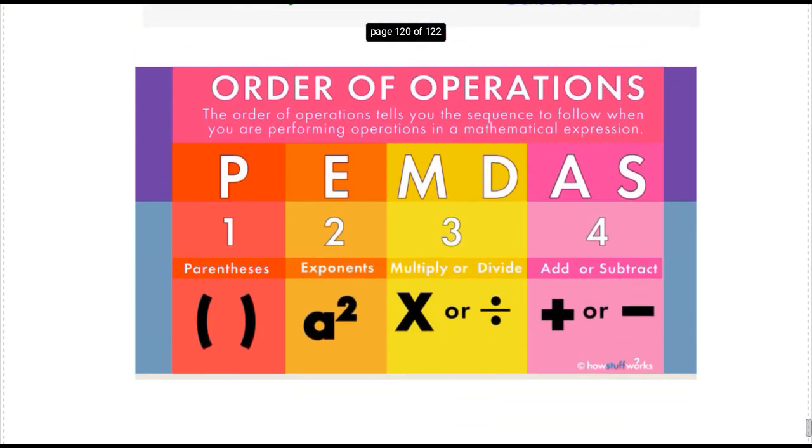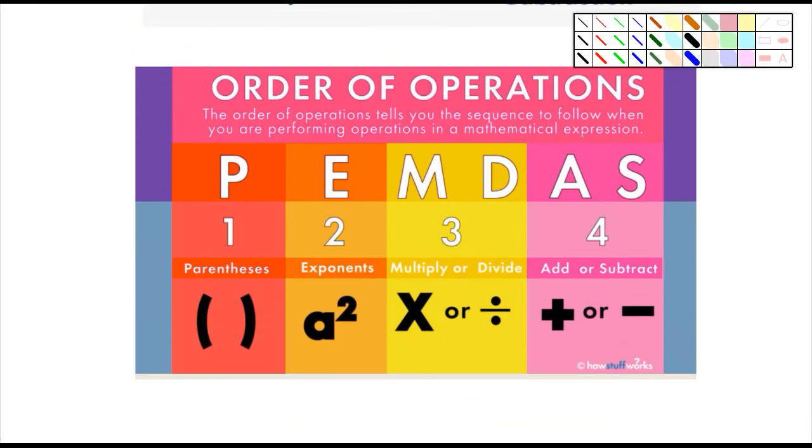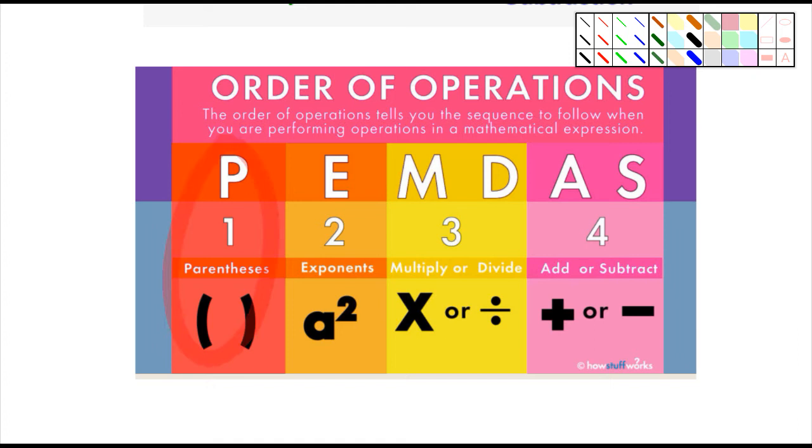Here's another way to look at it. I just wanted to show you guys this. Again, PEMDAS. The P stands for the parentheses. And let me do that right there. And then the E stands for the exponents. They give us an example there.